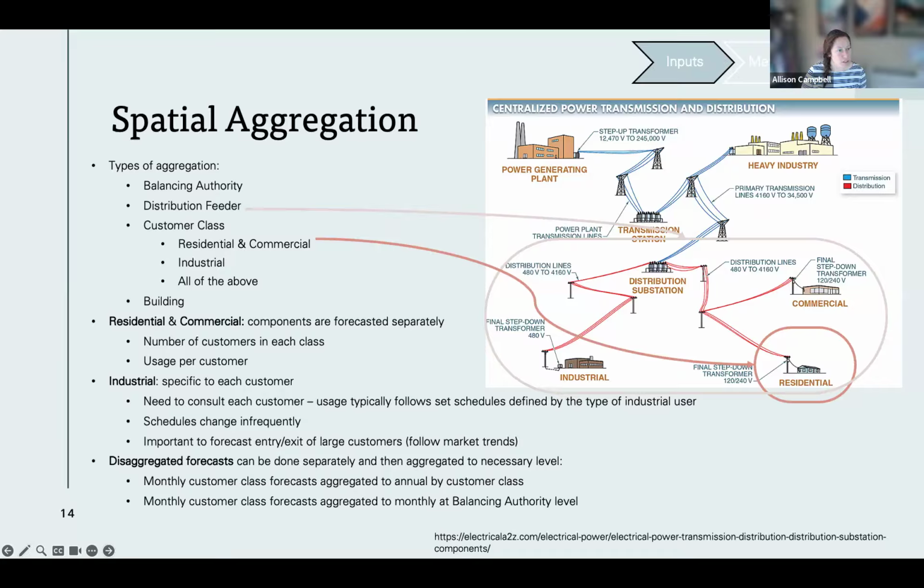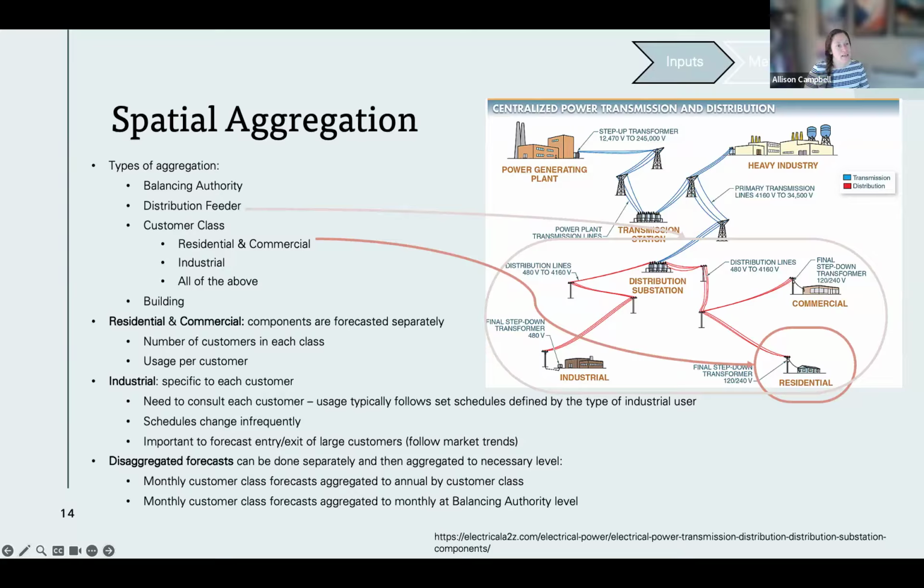For industrial customers, the forecasting is often individual to each customer because industrial customers typically have either set schedules where they have predetermined on-off cycles, or they're very typically large loads, and so the utility understands or has a relationship with that customer. The more important thing when it comes to forecasting is the entry and exit of those large customers. So that would be following the market trends.